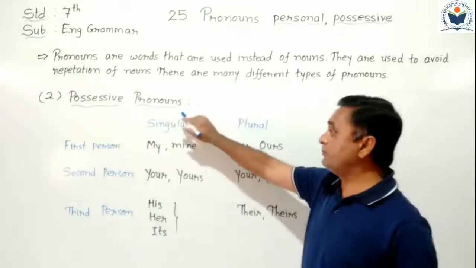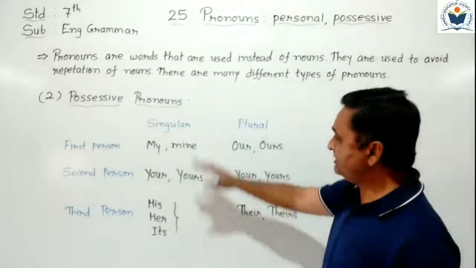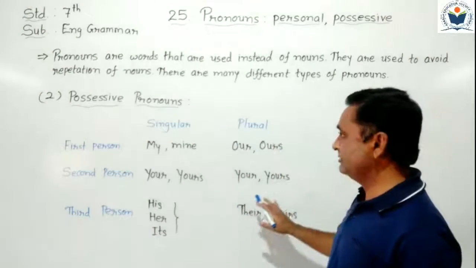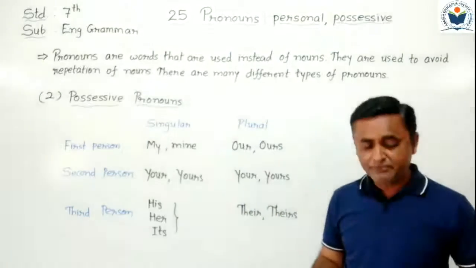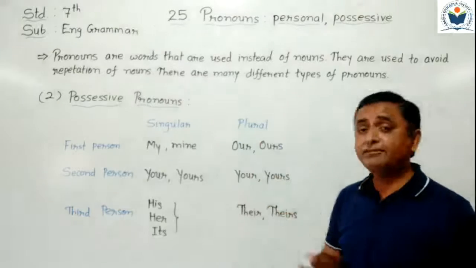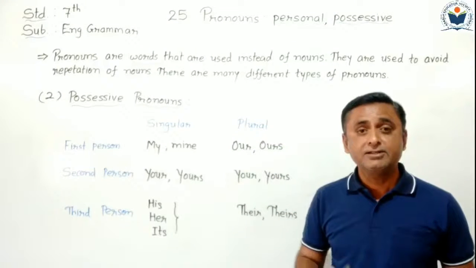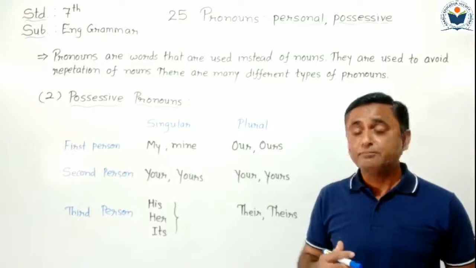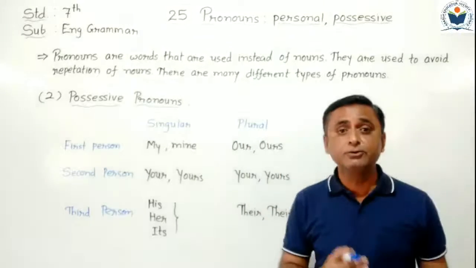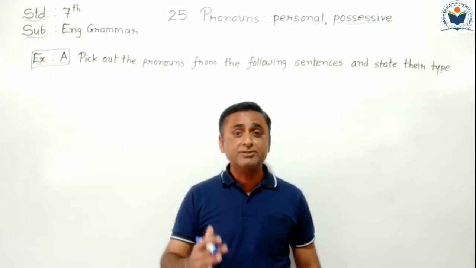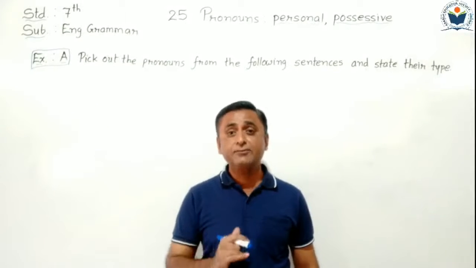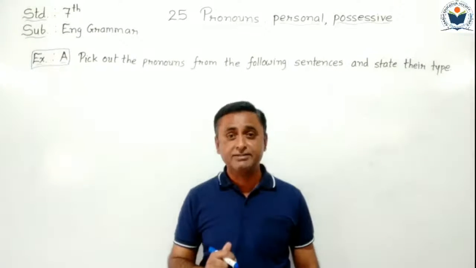And the second type of pronoun is the possessive pronoun. In possessive pronouns, we discussed singular, plural, first person, second person and third person. You have to keep in mind all three tables given in your textbook. Okay? You have to prepare it very well. Based on our teaching, now we have to do one little exercise. Students, based on our learning about personal pronouns and possessive pronouns, we have to do one little exercise.